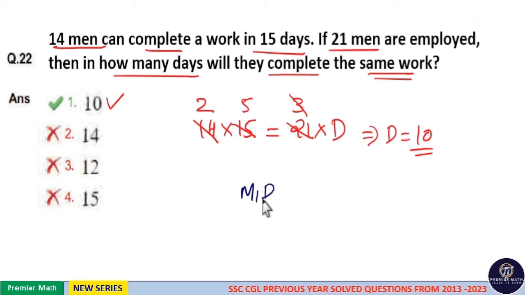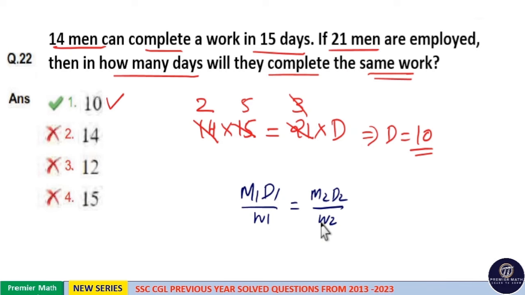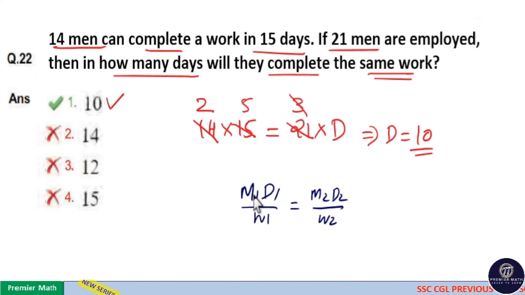Here we are using the formula M1D1 by W1 is equal to M2D2 by W2. Here W1 and W2 are equal, so they cancel each other.